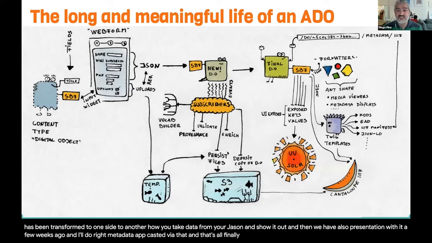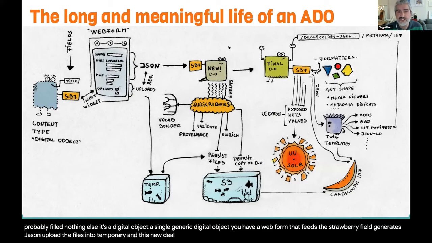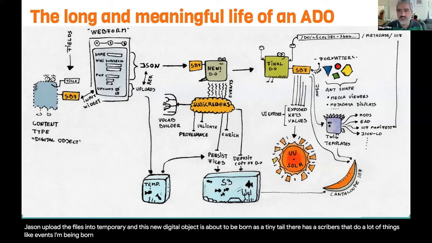Finally, this is a thing that explains how an Archipelago object is born. Digital object, title, Strawberry Field, nothing else. It's a digital object, a single generic digital object. You have a web form that feeds the Strawberry Field, generates JSON, uploads the files into temporary, and this new digital object is about to be born, has a tiny tail there, has subscribers that do a lot of things. It's like events, I'm being born, I'm being transformed. And then we enrich, we generate a vocabulary automatically, we persist the files, we deposit all your things into storage.